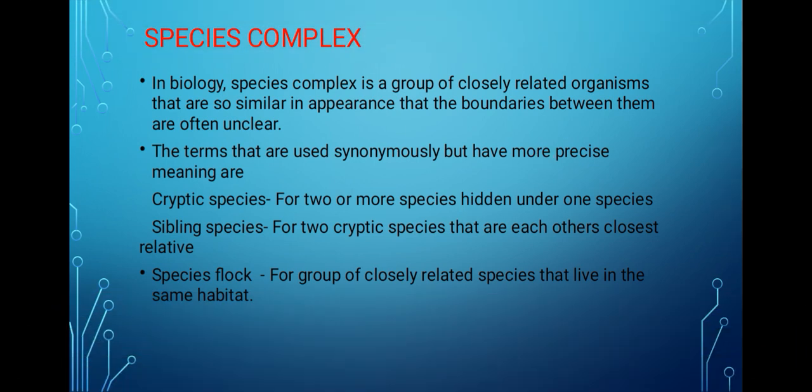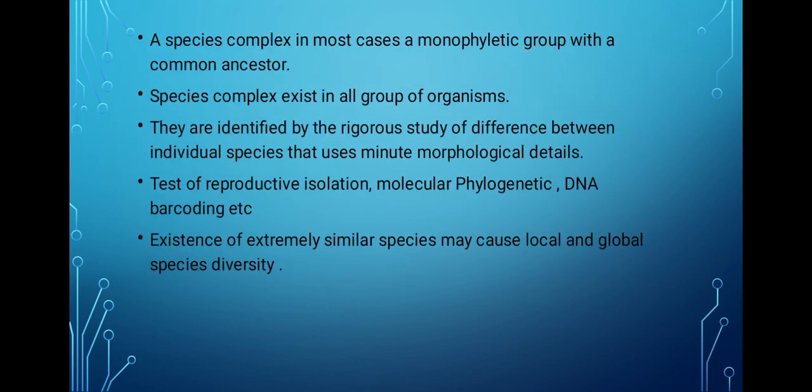Then species complex. In biology, a species complex is a group of closely related organisms that are so similar in appearance that the boundaries between them are often unclear. The terms that are used synonymously but have more precise meaning are cryptic species, for two or more species hidden under one species; sibling species, for two cryptic species that are each other's closest relatives; and species flock, a group of closely related species that live in the same habitat. A species complex is in most cases a monophyletic group with a common ancestor.